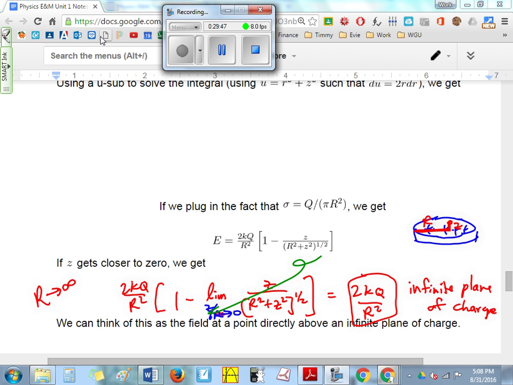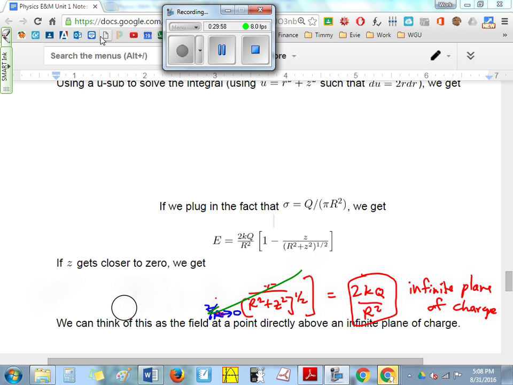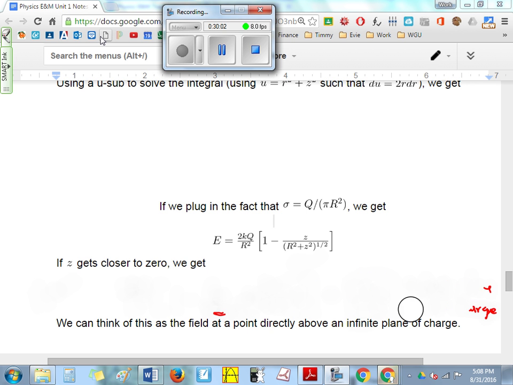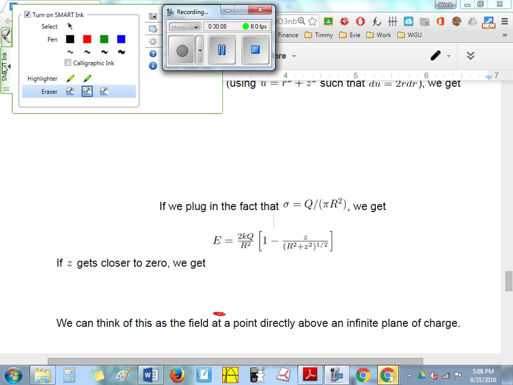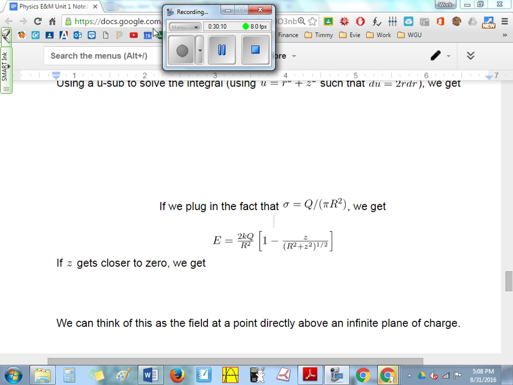We will use this again later when we are dealing with sheets of metal that are charged, or even insulating sheets that are charged. Remember, insulators can hold charge. They just can't, the charges can't move around very well. All right, so that was pretty tedious, right? Half hour to do one problem.